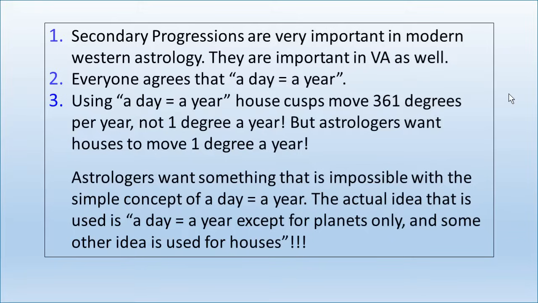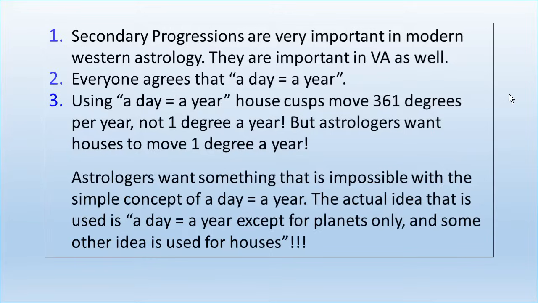Number 1, secondary progressions are very important in modern Western astrology. I already mentioned that. And they are important in VA as well. So this is a very important predictive technique. Number 2, everyone agrees what the basis of secondary progressions is. It's a day equals a year. So for each day after birth, it's lived out in a year. So one day after birth is lived out in your life as a year. A day equals a year.